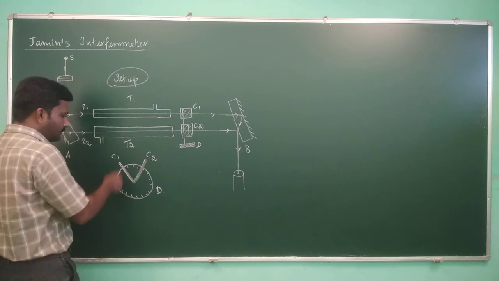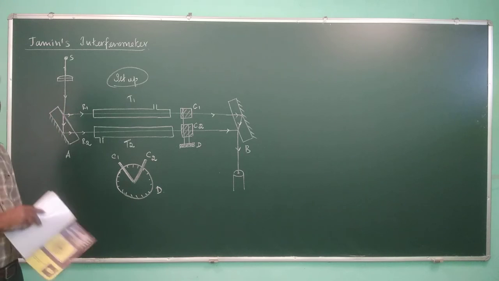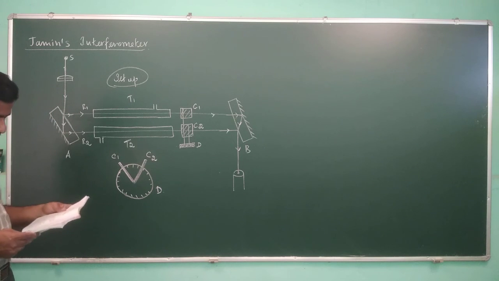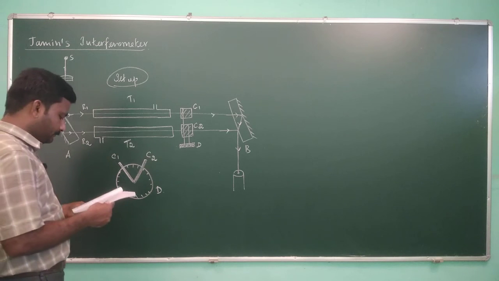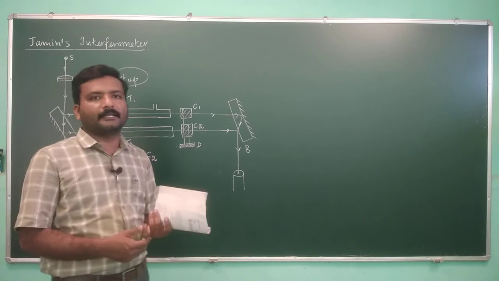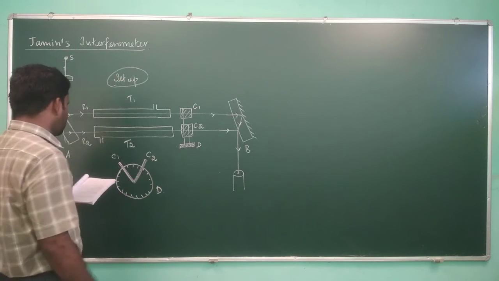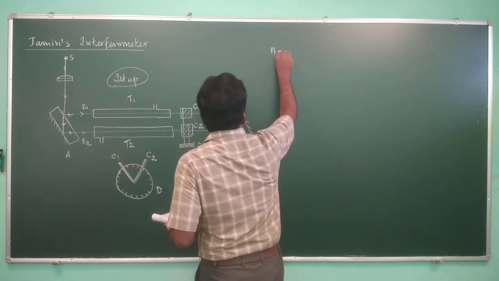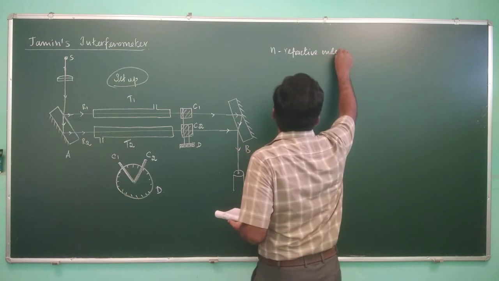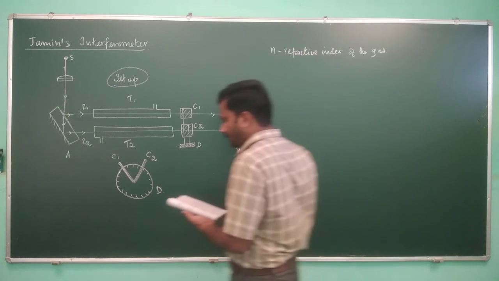Now this disc's reading is given in terms of the number of fringes, the fringe shift, and refractive index. So from this disc we can directly write the refractive index of the gas material. Let me write the equation for that. Let N be the refractive index of the gas.